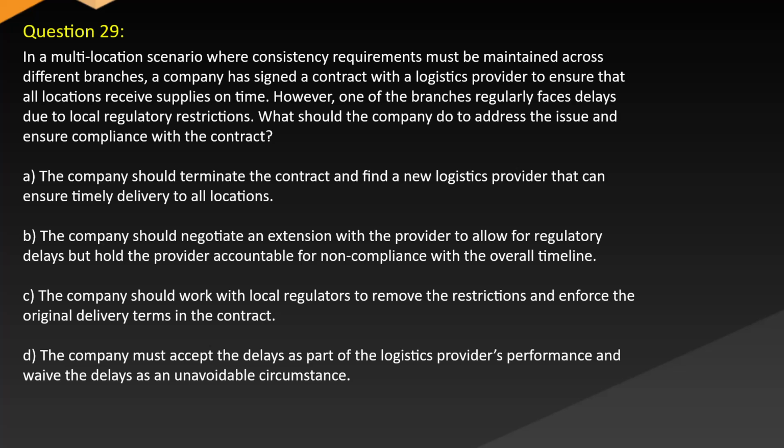A. The company should terminate the contract and find a new logistics provider that can ensure timely delivery to all locations. B. The company should negotiate an extension with the provider to allow for regulatory delays, but hold the provider accountable for non-compliance with the overall timeline. C. The company should work with local regulators to remove the restrictions and enforce the original delivery terms in the contract. D. The company must accept the delays as part of the logistics provider's performance and waive the delays as an unavoidable circumstance.